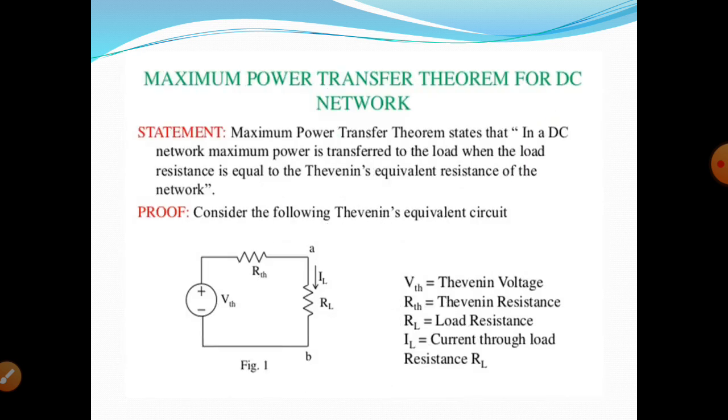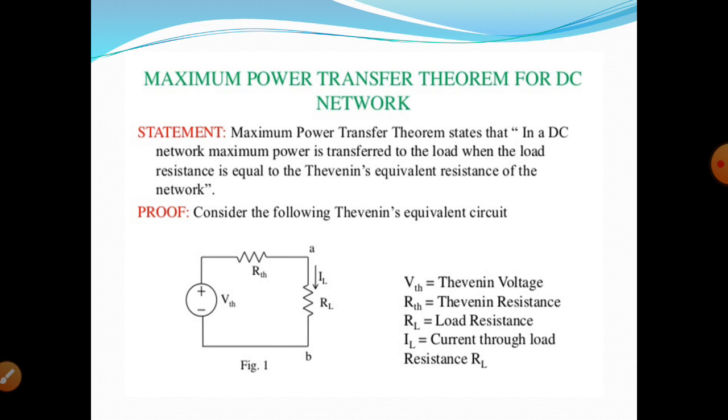Next is the maximum power transfer theorem for DC networks. The maximum power transfer theorem states that in a DC network, the maximum power is transferred to the load when the load resistance is equal to the Thevenin's equivalent resistance of the network.